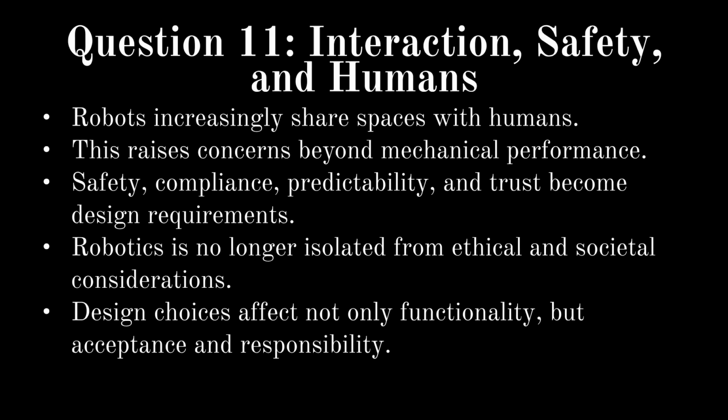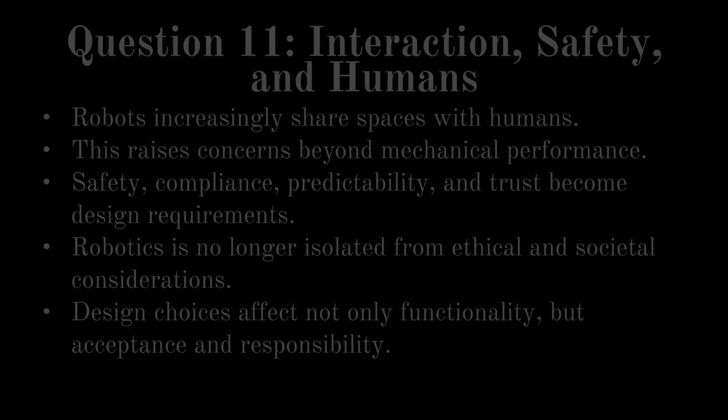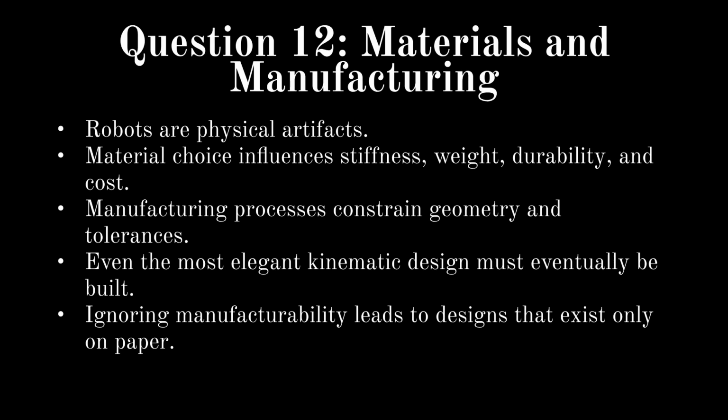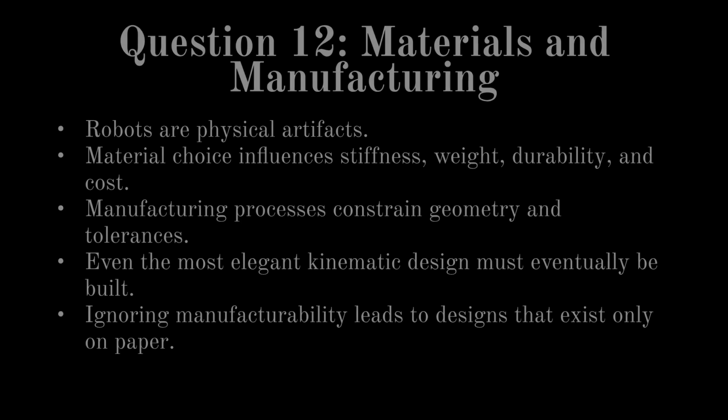Question 11. Interaction, safety, and humans. As robots share spaces with people, safety, compliance, predictability, and trust become design requirements. Robotics involves ethical and societal considerations, influencing acceptance and responsibility. Question 12. Materials and manufacturing. Material choice affects stiffness, weight, durability, and cost. Manufacturing processes constrain geometry and tolerances. Ignoring manufacturability leads to designs that exist only on paper.